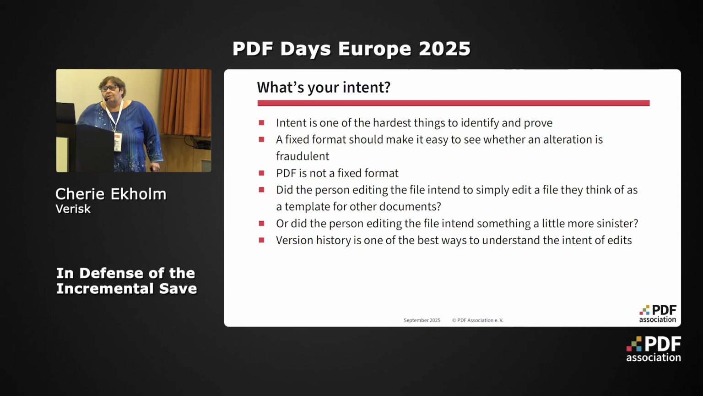And we try to figure out whether the person who has edited the file intended a simple edit, like linearization or like changing a logo or whatever, or if they did it for more nefarious purposes, like taking somebody else's receipt and changing it so that it looks like it belongs to them. And version history is one of the best ways to understand the intention of these edits. And version history is what we have been calling the work that we're doing around incremental saves.